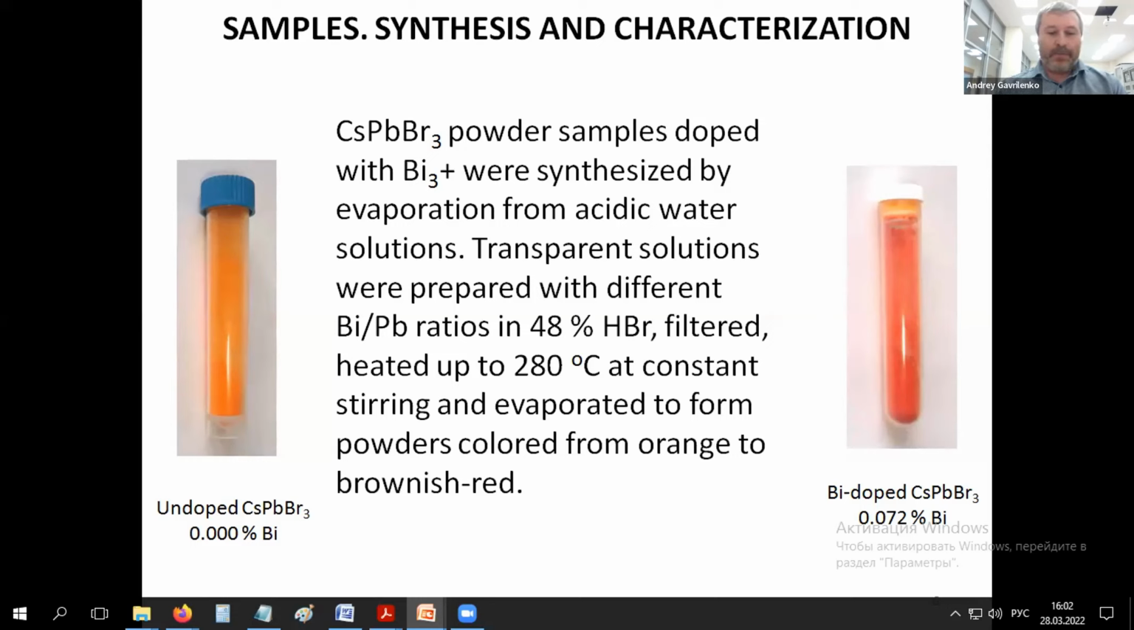Synthesis of the doped samples was performed in a similar way. Before the synthesis procedure, the required amount of bismuth bromide was added to the solution containing lead bromide and stirred until complete dissolution.